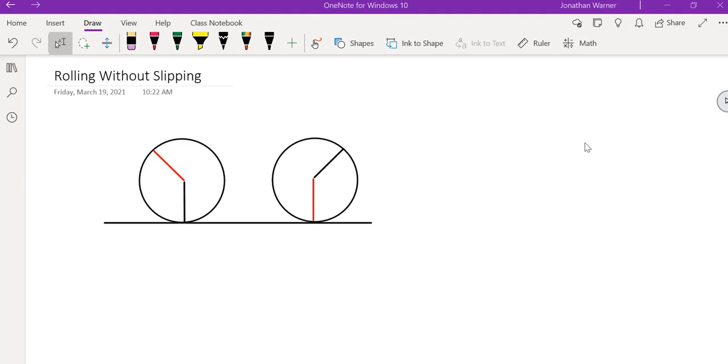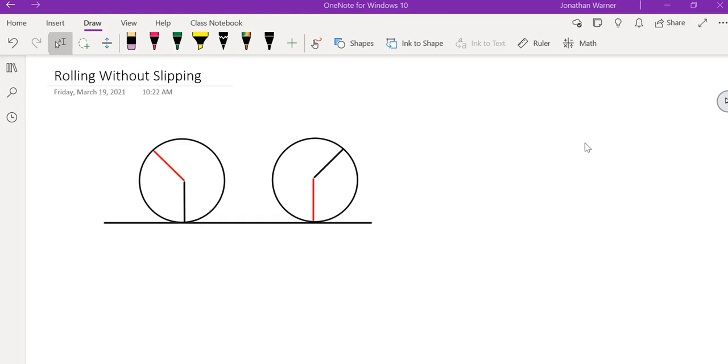We're saying, take a basketball in a parking lot and you roll it. It's not going to slide along the ground. It's just going to roll without slipping. We're going to talk about the motion of an object like that and what has to be true.